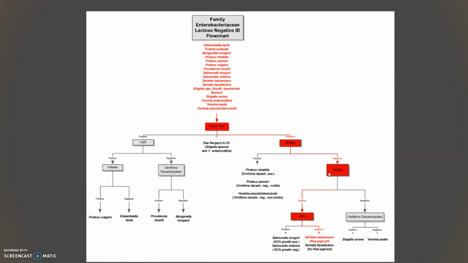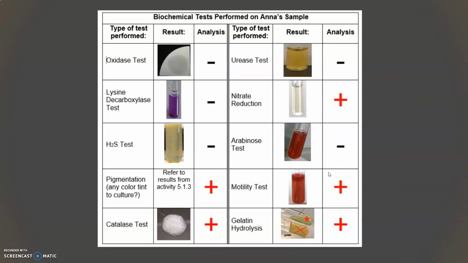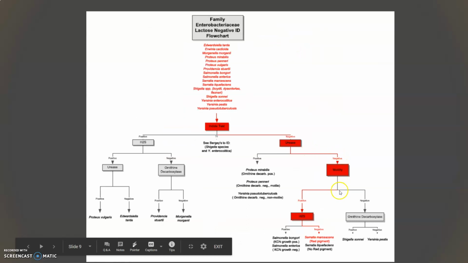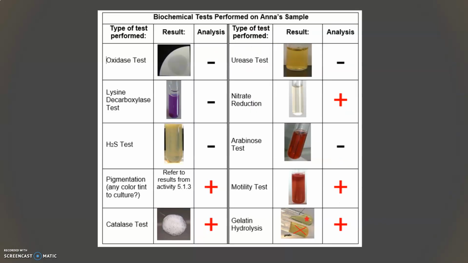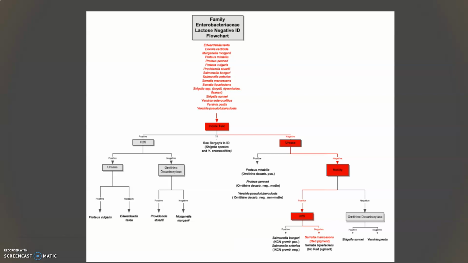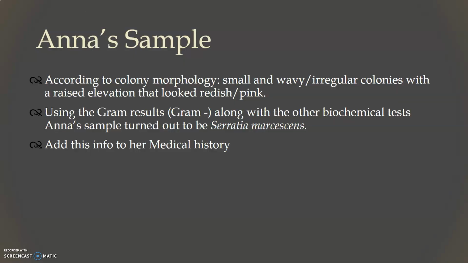Our next test is going to be the motility test, and she was positive for this one. So now we follow the line down to the left to the positive, and we check for the H2S test. H2S test is right there in the middle, and she was negative. Again, follow that down, and it tells us the bacteria that Anna Garcia had growing in her sample is called Serratia marcescens. And again, don't quote me on that. I'm not the best with Latin.